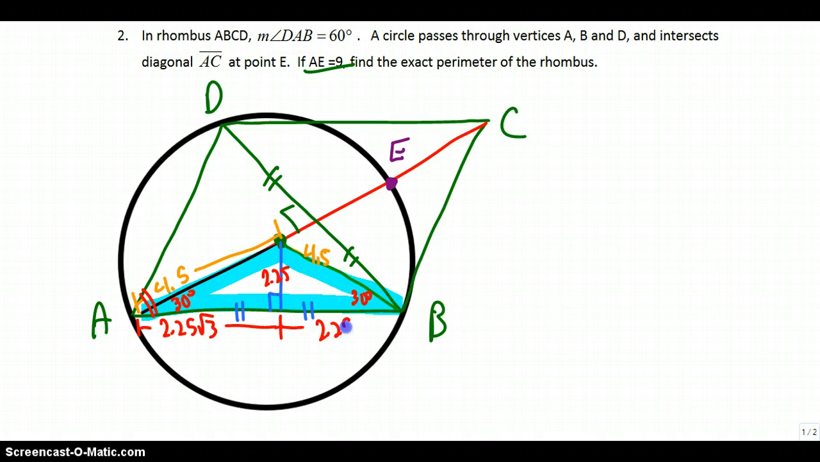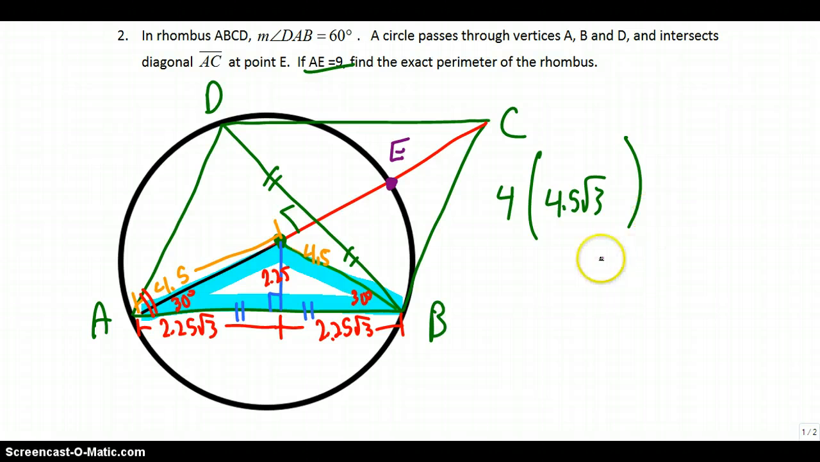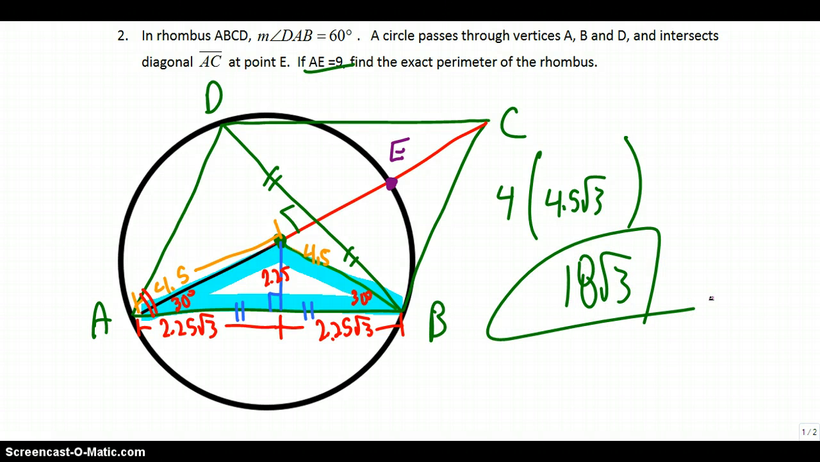If we continue with that, this length is also going to be 2.25 root 3, because once again, these two triangles would be congruent to each other, and so these corresponding legs are congruent, which means that the length of AB is going to be 4.5 root 3, and that's one side of the rhombus. There are 4 sides to the rhombus, so if we multiply that by 4, we get an entire perimeter of 18 root 3 units.